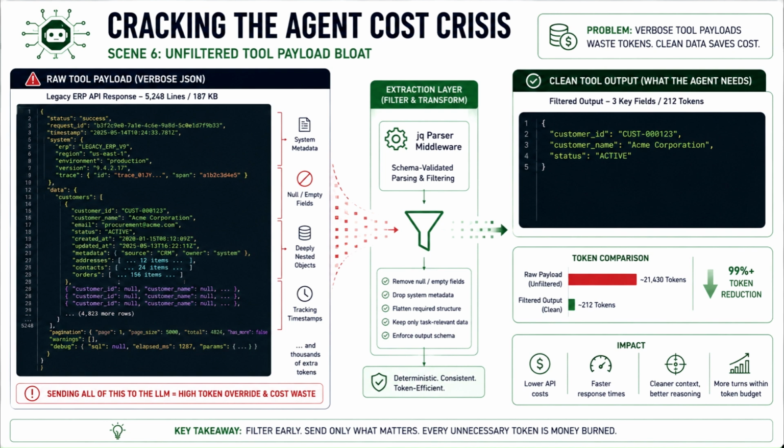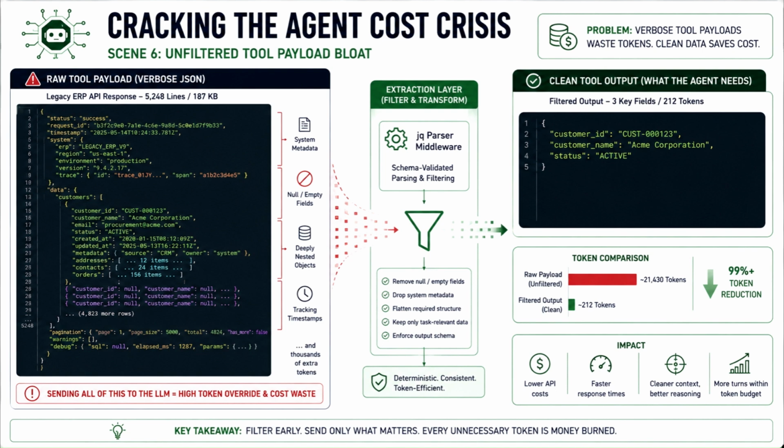Tool payload formatting. When an agent queries an enterprise database or pulls data from a REST endpoint, the system often returns a massive JSON object. This response typically includes system metadata, null fields, and tracking timestamps that the agent does not need to complete its task. If you pass this unparsed data directly into the model context, you waste significant budget on structural boilerplate text.